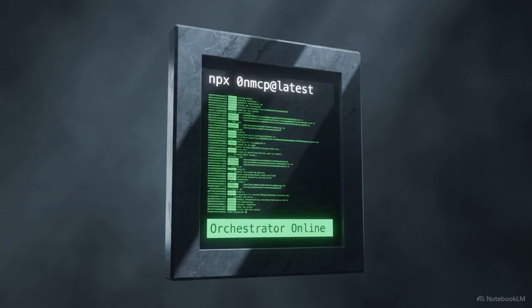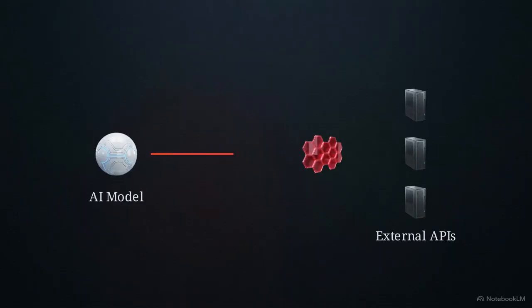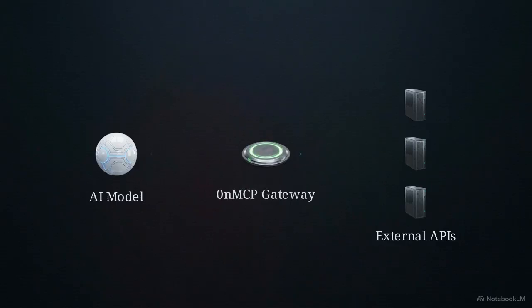Step 1. Open your CLI and run npx 0 and MCP at latest. This command initializes the orchestrator. The architectural shift happens here. The AI model cannot connect to the internet directly. We route every request exclusively through 0 and MCP.